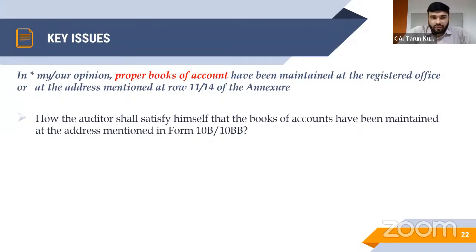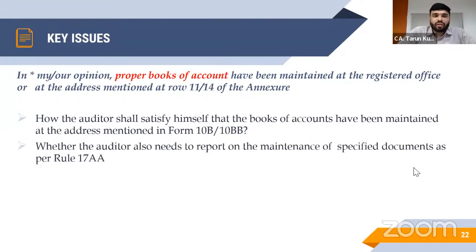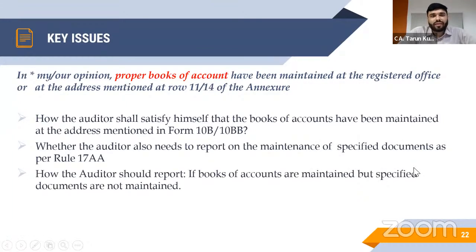So, sir, now in the amended audit report of Form 10B and 10BB, the auditor is required to certify that, in his opinion, proper books of accounts have been maintained at the registered office. Now, a few issues arise. First one is the books of account is one of the conditions under Section 12A. If that condition is not satisfied, the income will not be computed in a normal manner, but in a specified manner under Section 13(10) and 13(11).